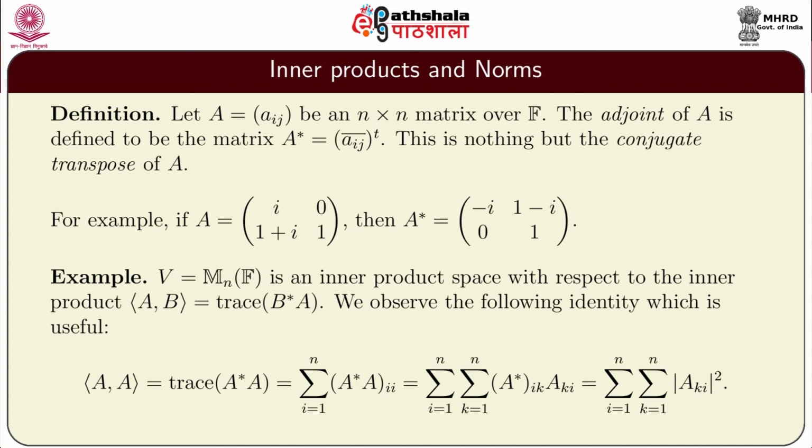Let us look at this example. Let V denote the set of all n cross n matrices over the field F. We know that it is a finite dimensional vector space over the field F. We can define an inner product structure on this vector space given by the inner product of A comma B is equal to trace of B star A. A and B are n cross n matrices with entries from the field F and B star is the adjoint of B. Then we take B star A and take the trace, which is definitely an element in F.